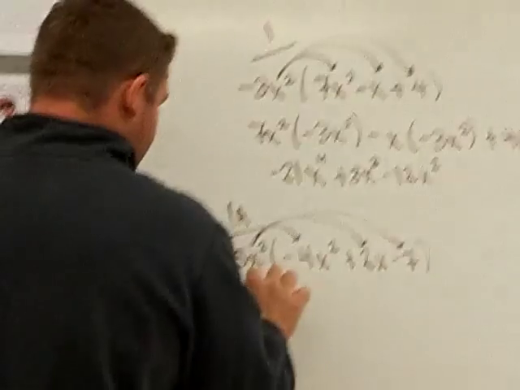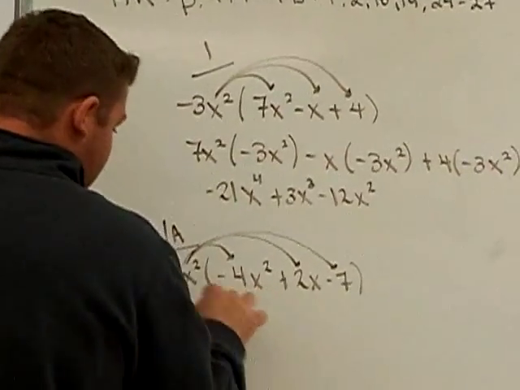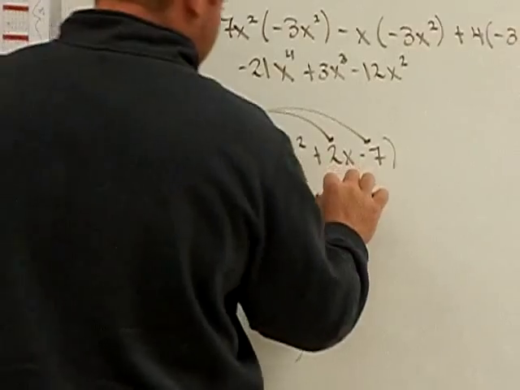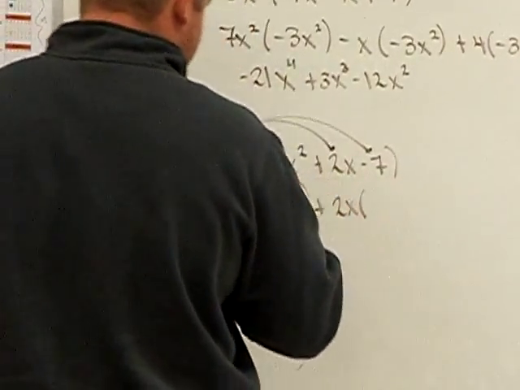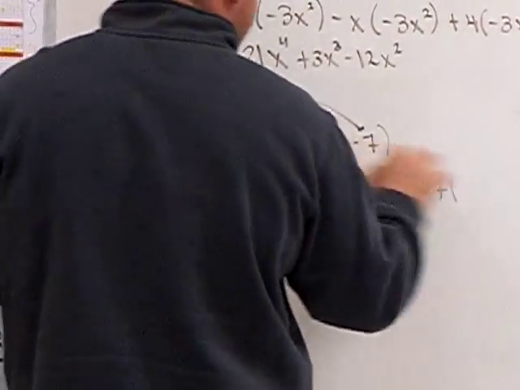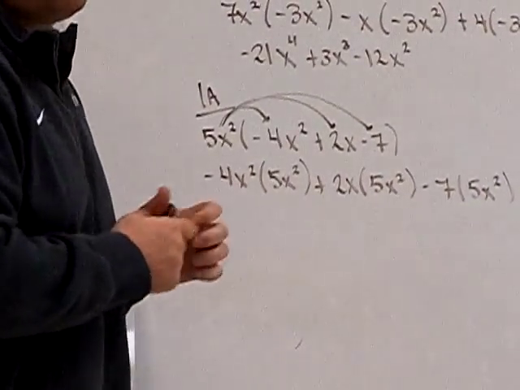So, our first term, negative 4x squared, by the monomial 5x squared. And then plus 2x by the monomial 5x squared. And the constant, negative 7, times the monomial 5x squared. Alright?